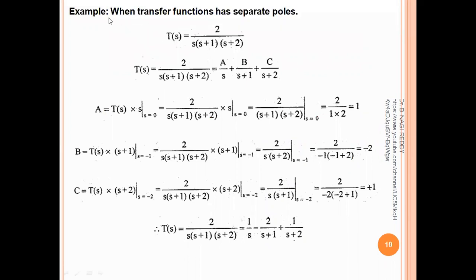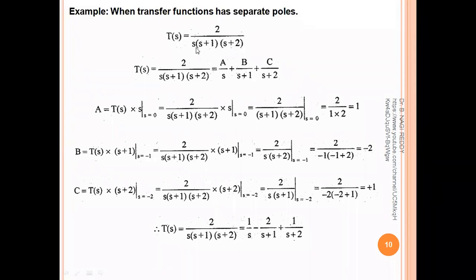So here is the same expression I have considered as an example. The given transfer function is 2 by S into S plus 1 into S plus 2. You can see here the denominator has 3 poles, because the order of S is 3. If you multiply these three factors, you'll get an S cubed term. That means the order is 3, so the number of poles will be 3, which are P1, P2 and P3.